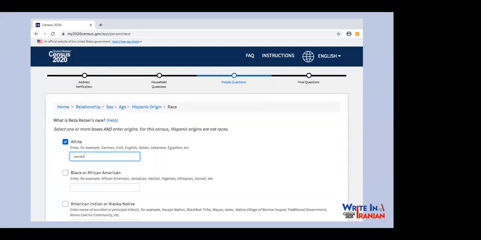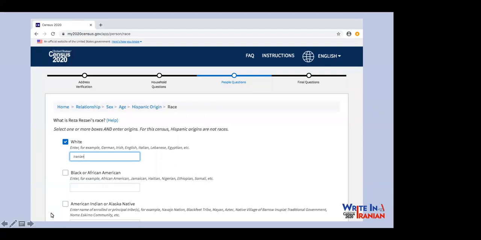More and more people write in Iranian. You may see census questionnaires in Farsi maybe next year, or in 10 years from now, because this year there's no Farsi language support. There are 12 non-English languages, but Farsi is not one of them. So that's why we urge everybody to write in Iranian, to protect themselves against discrimination, to get funding for their programs, to get language support, and so many other benefits.